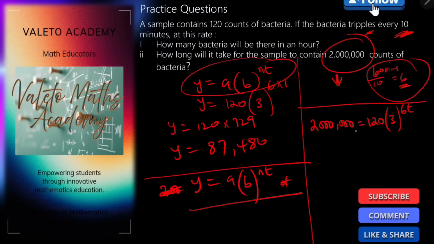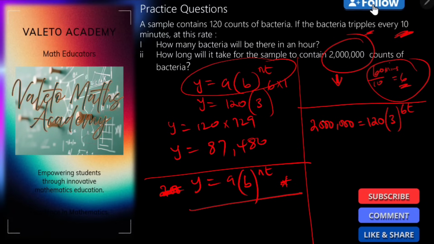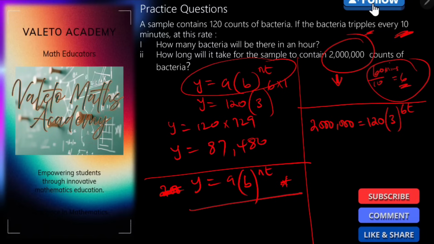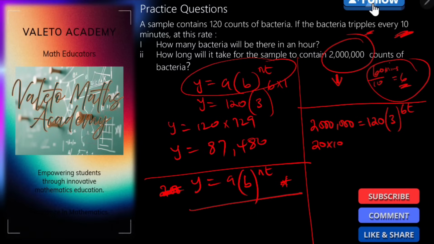We know that 2 million is the same thing as 20 times 10 raised to the power 1, 2, 3, 4, 5. Right? So we can write this 2 million as 20 times 10 raised to the power 5. But we can still leave it as 2 million.